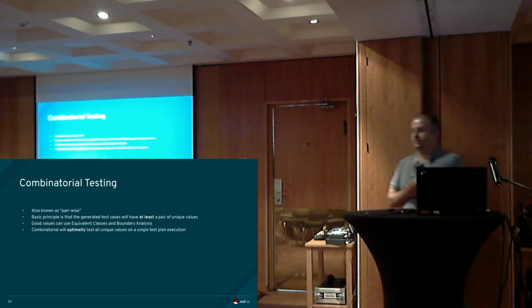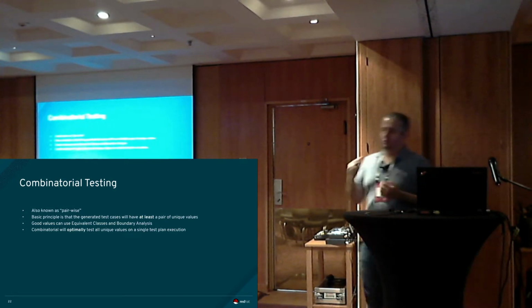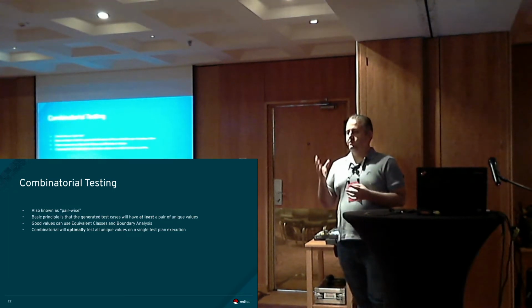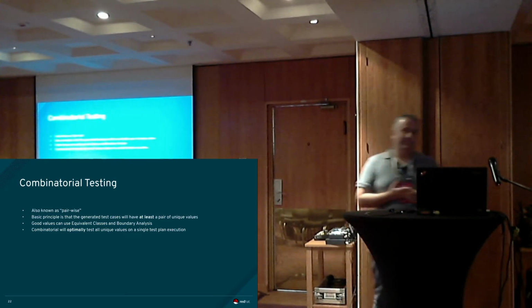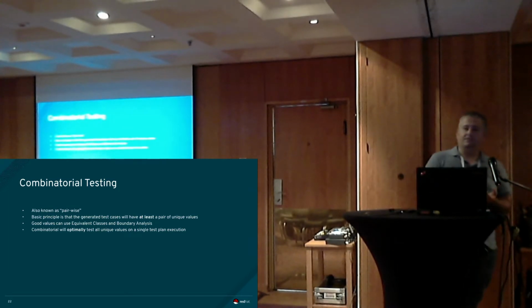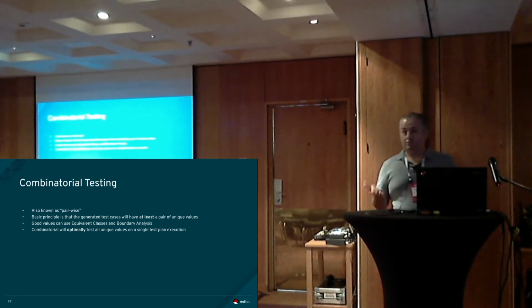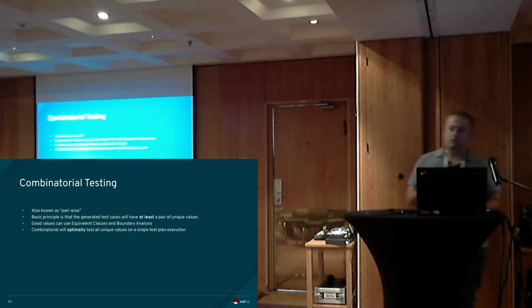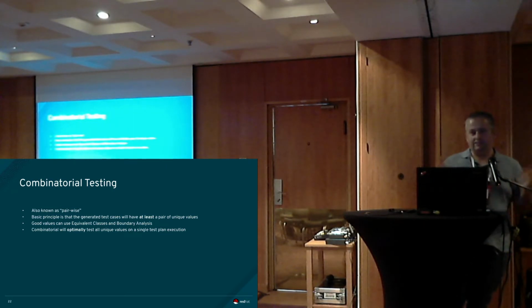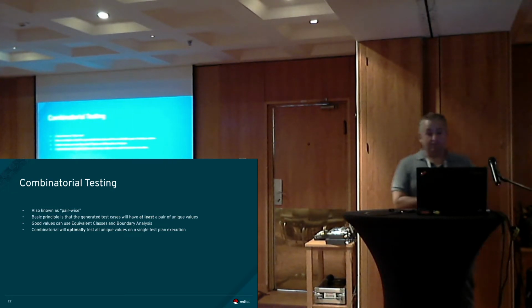And why is that so important? Because humans do that the best. Humans can reason on the details of the software that we are testing. So let us humans do what we do best, and let machines do what they do best. And this is where combinatorial testing comes in. This is also known as pairwise, so you may hear about it using that term.